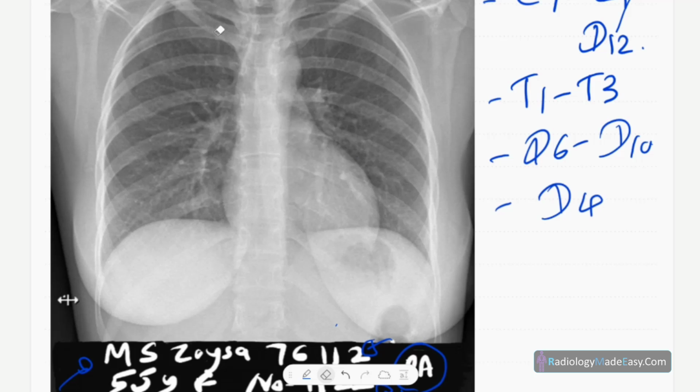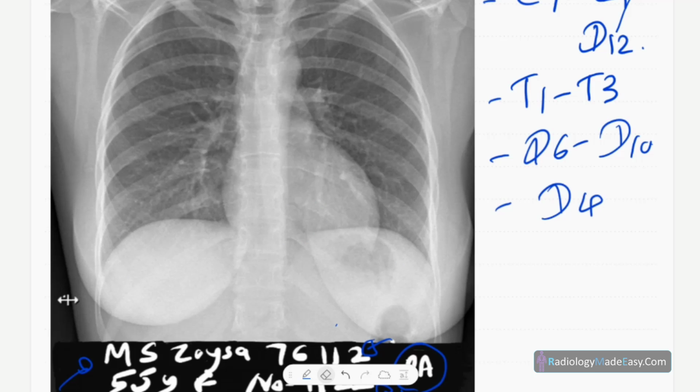And in pneumothorax, the lung will be collapsed. Peripheral vascular markings are not there. In pleural effusions, the costophrenic angles will be obliterated. These are cardiophrenic angles. So that's what you have to look for in the lung parenchyma.